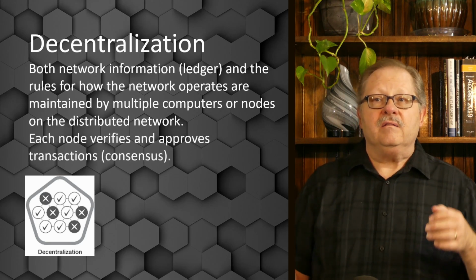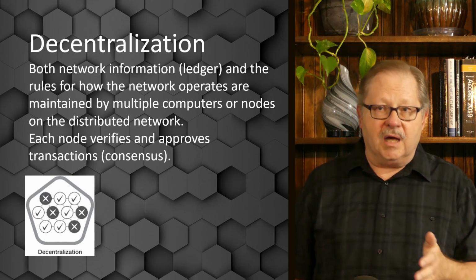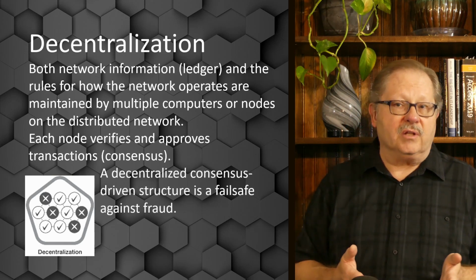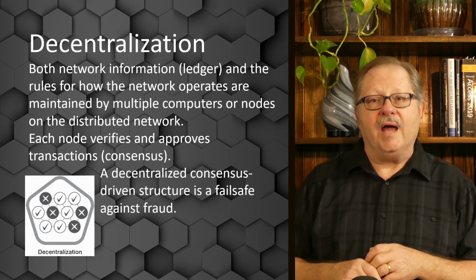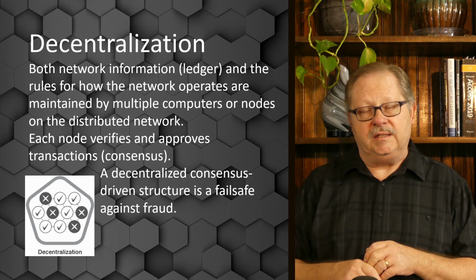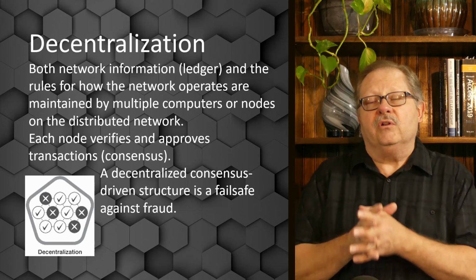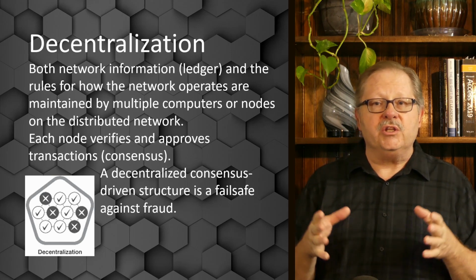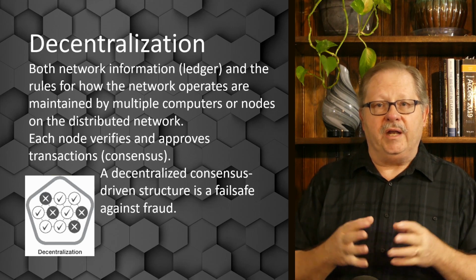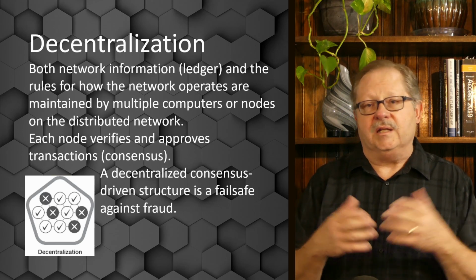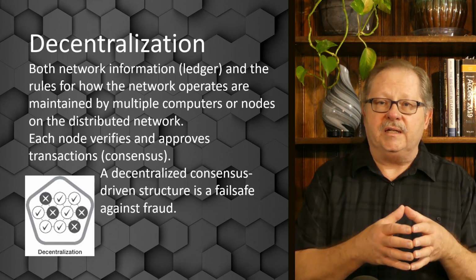In fact, each node verifies and approves the transactions that are put on the next block, and the better decentralized it is, it acts as a fail-safe against fraud. So decentralization becomes a key component. There are a lot of blockchain networks, especially the early ones, that were centralized within one company, and they wanted everybody that contributed, let's say it's a supply chain, to contribute to this blockchain, but they held all the data.